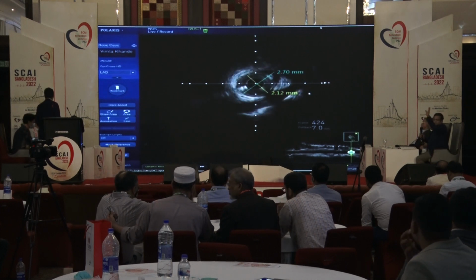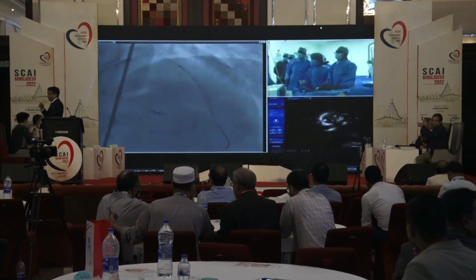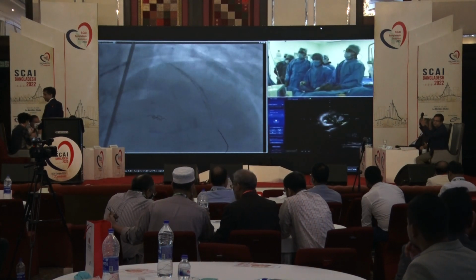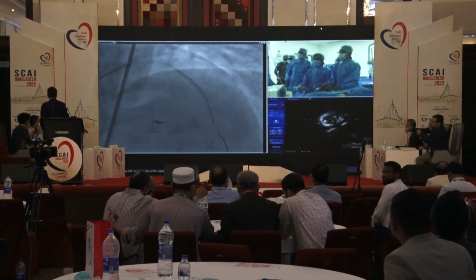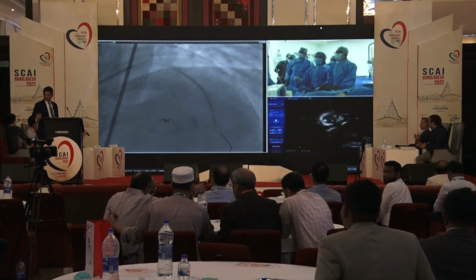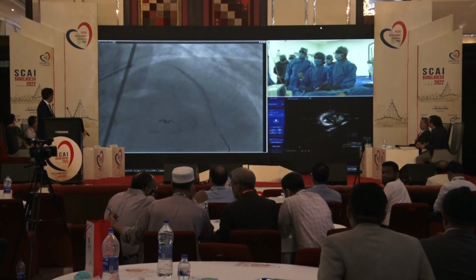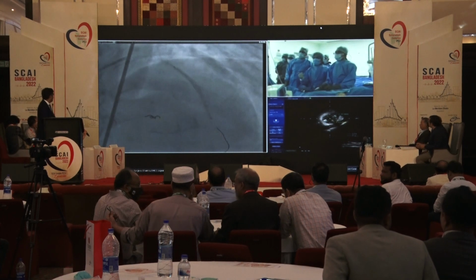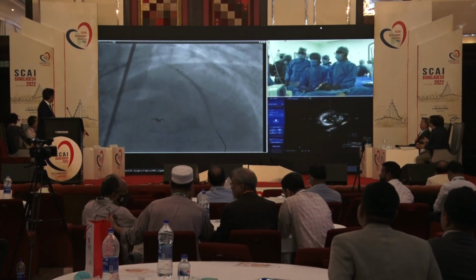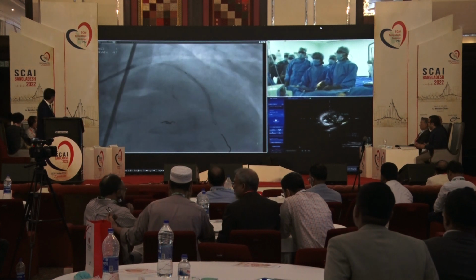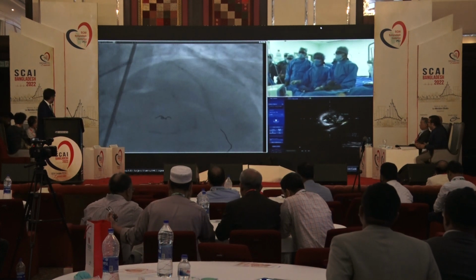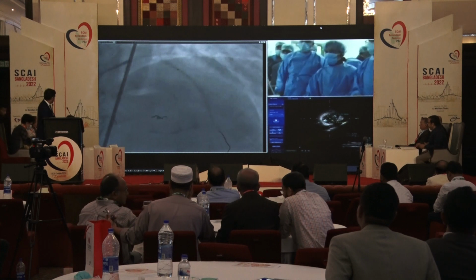So this is a live case. He is giving me the idea of this particular case, because we saw that the lesion expanded very nicely. Yeah, and it's nice that you're keeping the second wire here. It allows you to cut into the calcium.